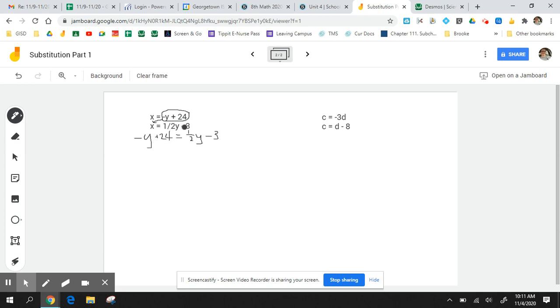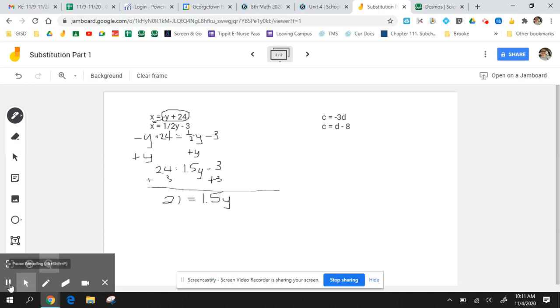Remember, you can change the 1/2 to 0.5. You can change it to its decimal if you would like, but I'm going to add my y over to this side, and then that's when I will change it to a decimal for y'all. So I have 24 equals 1.5y minus 3. I'm going to add the 3 to the other side. 27 equals 1.5y. Go to your calculator.